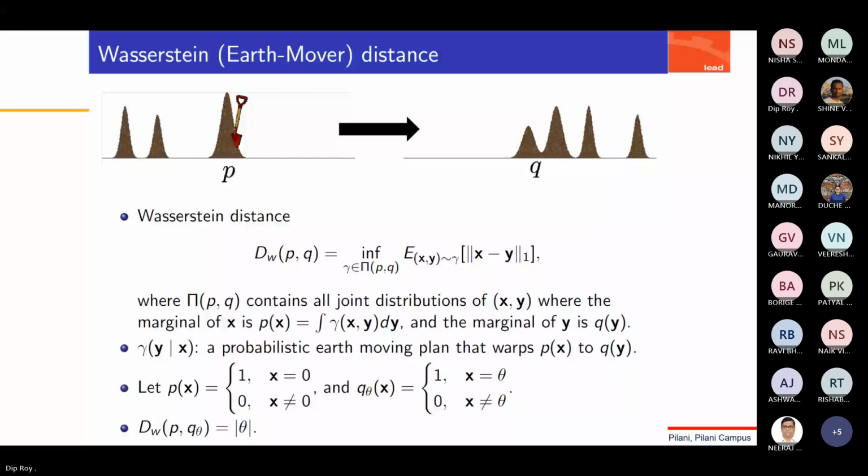Now, Wasserstein distance or earth mover distance says how much movement we'll have to make in P to make it equal to Q.